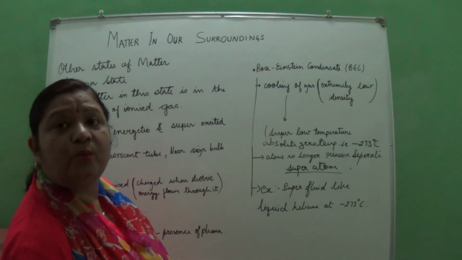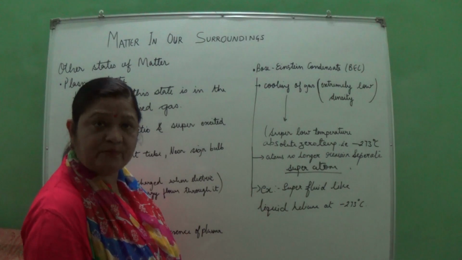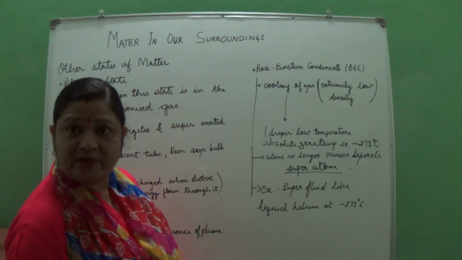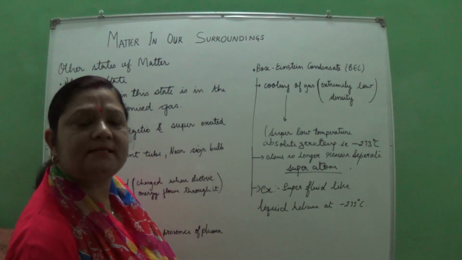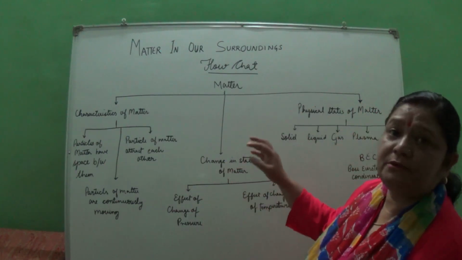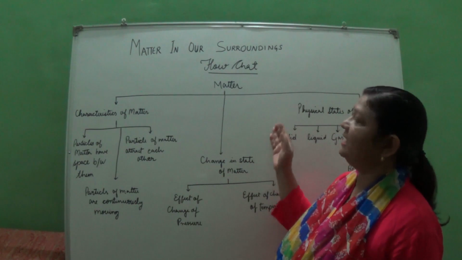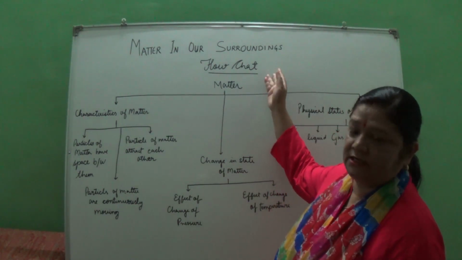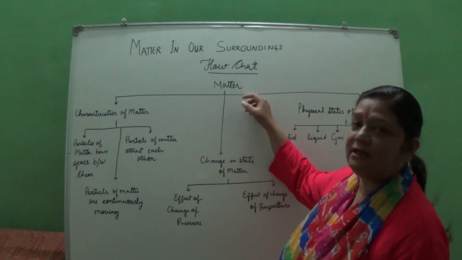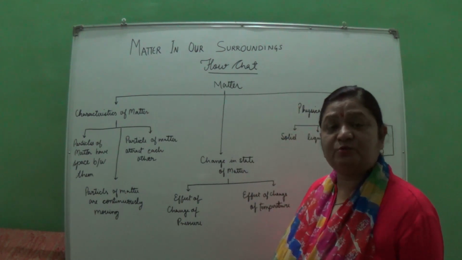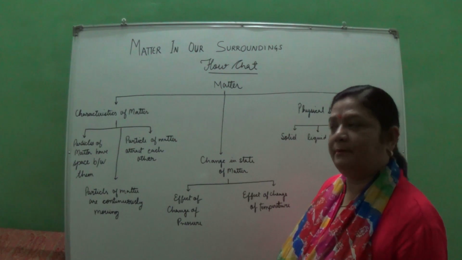And with this we come to the end of this chapter, Matter in Our Surroundings, and now we are going to do a quick revision of this chapter with the help of a flow chart. So first, matter. Matter is anything which occupies space and has mass.